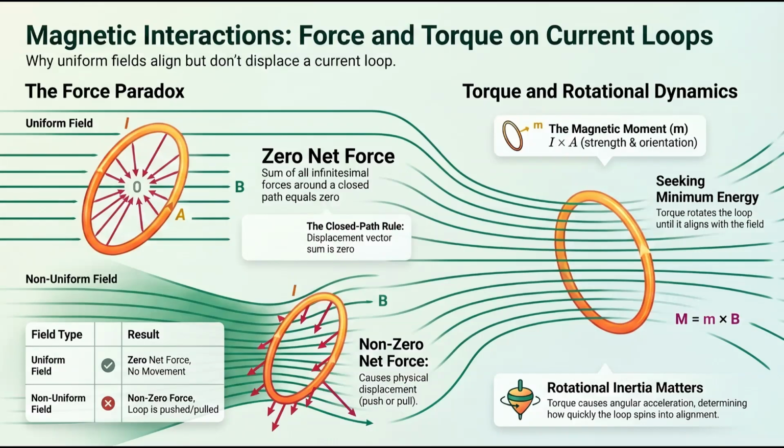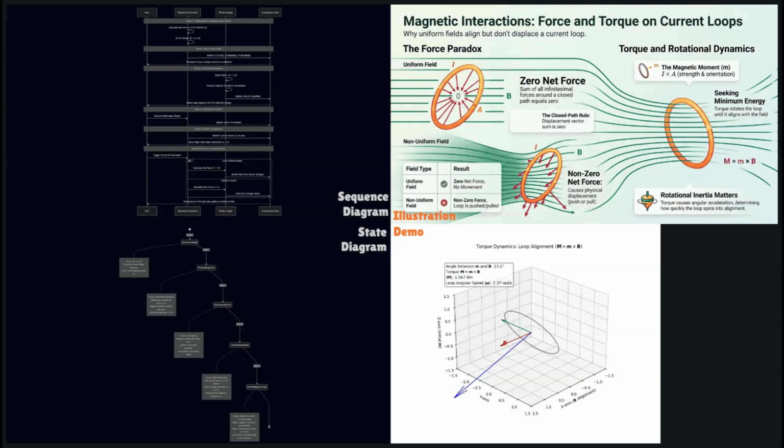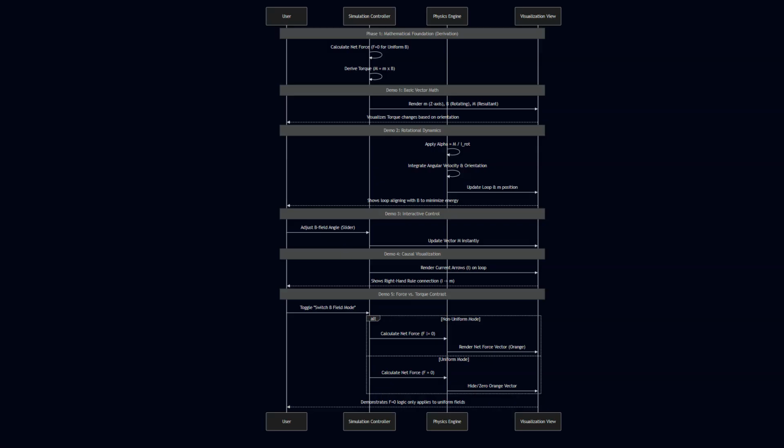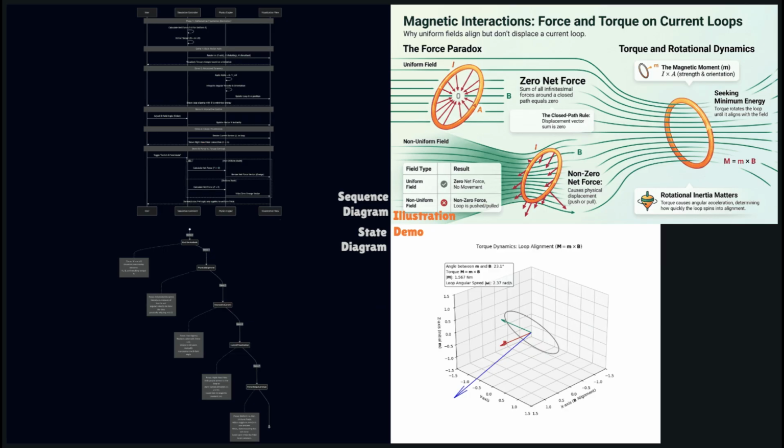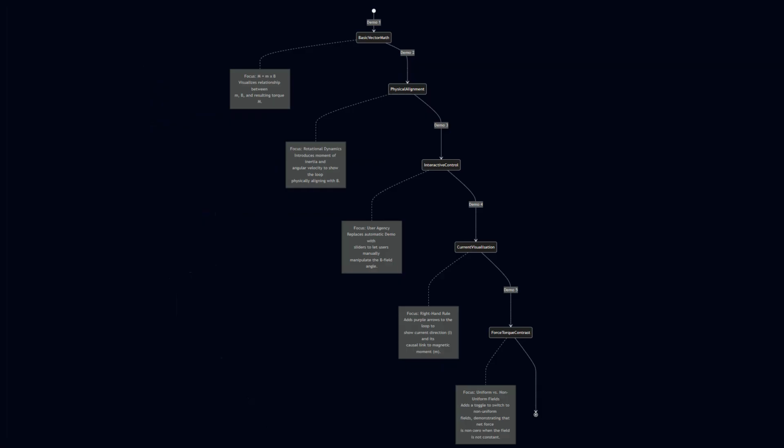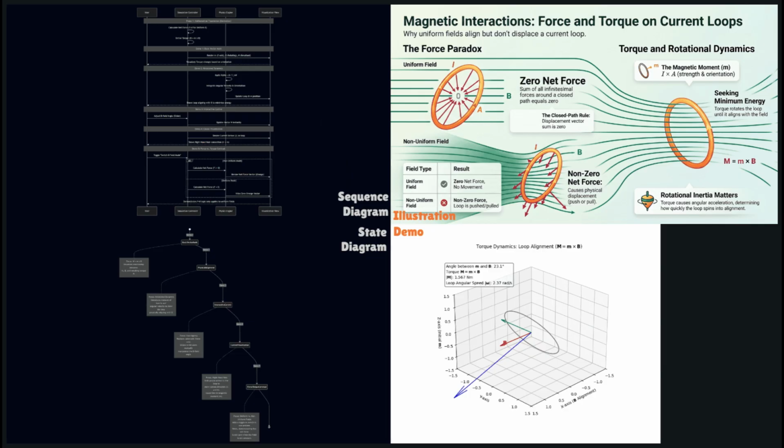From static proof to dynamic discovery. The journey of a current loop. The derivation sheet serves as the intellectual blueprint for a journey that transforms abstract mathematical truths into a vivid, interactive exploration of physical reality. While the original derivation focuses on calculating results, the sequence and state diagrams map out how those results evolve from simple drawings into a sophisticated simulation of nature.